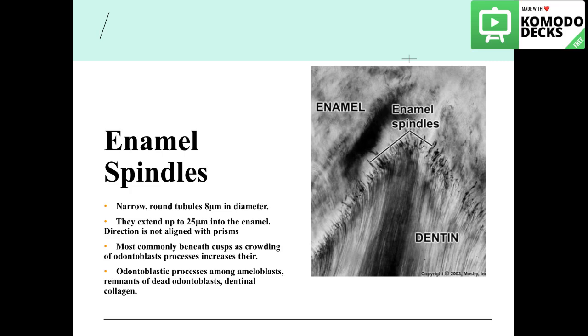These enamel spindles are most commonly seen beneath cusps because of crowding that makes the space less for the odontoblastic processes and pushes some of the processes above the junction.